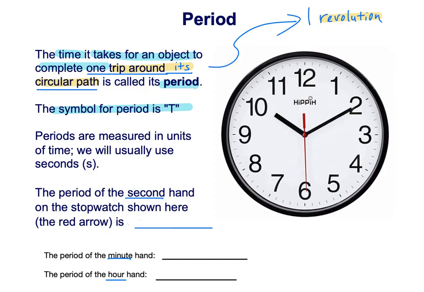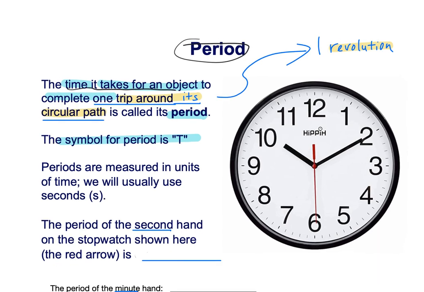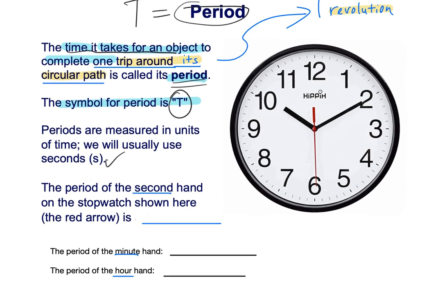Now, when we talk about circular motion, it's very important to understand what a period is. The period is the time it takes to do one trip around the circle. So the unit is seconds. The symbol for period is capital T, not to be confused with tension.